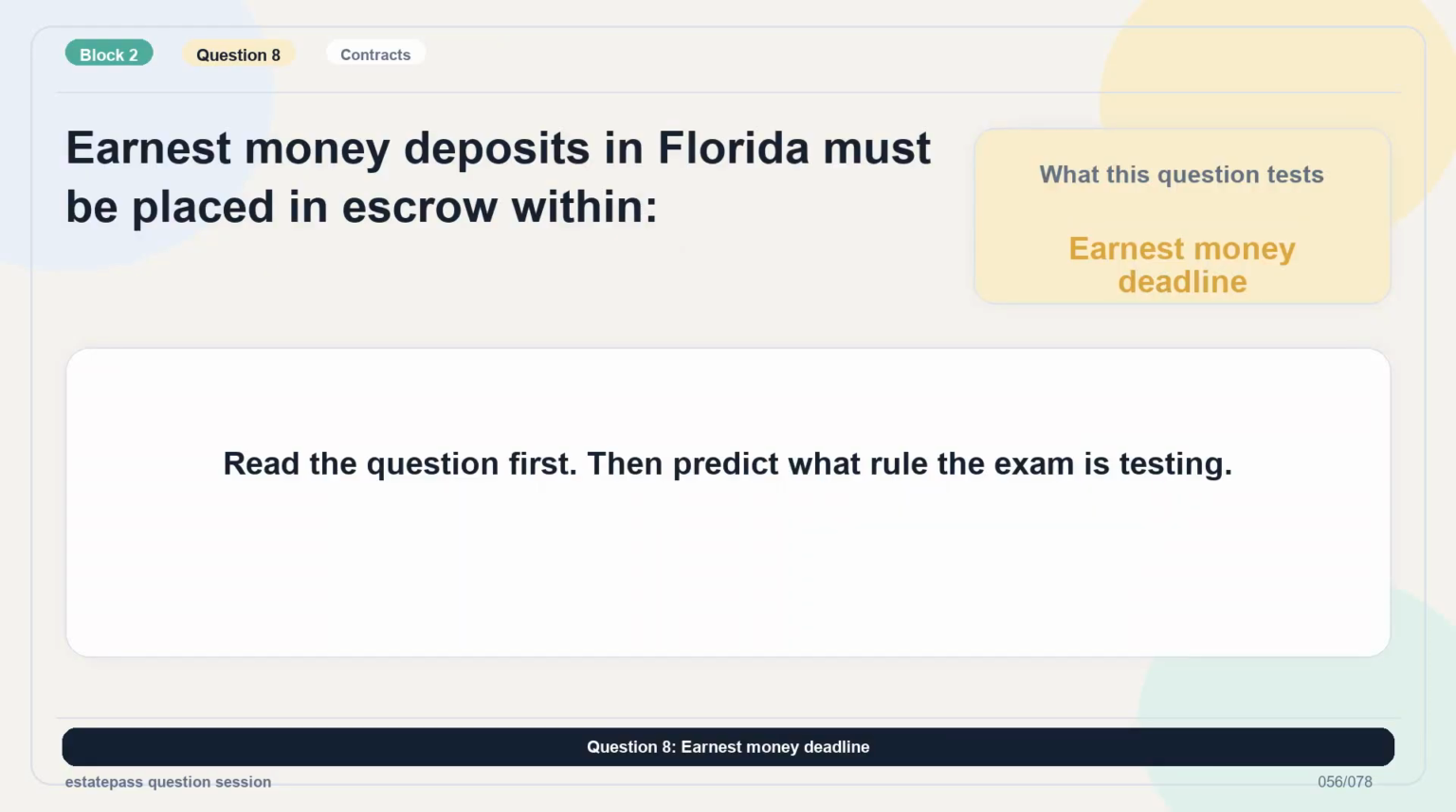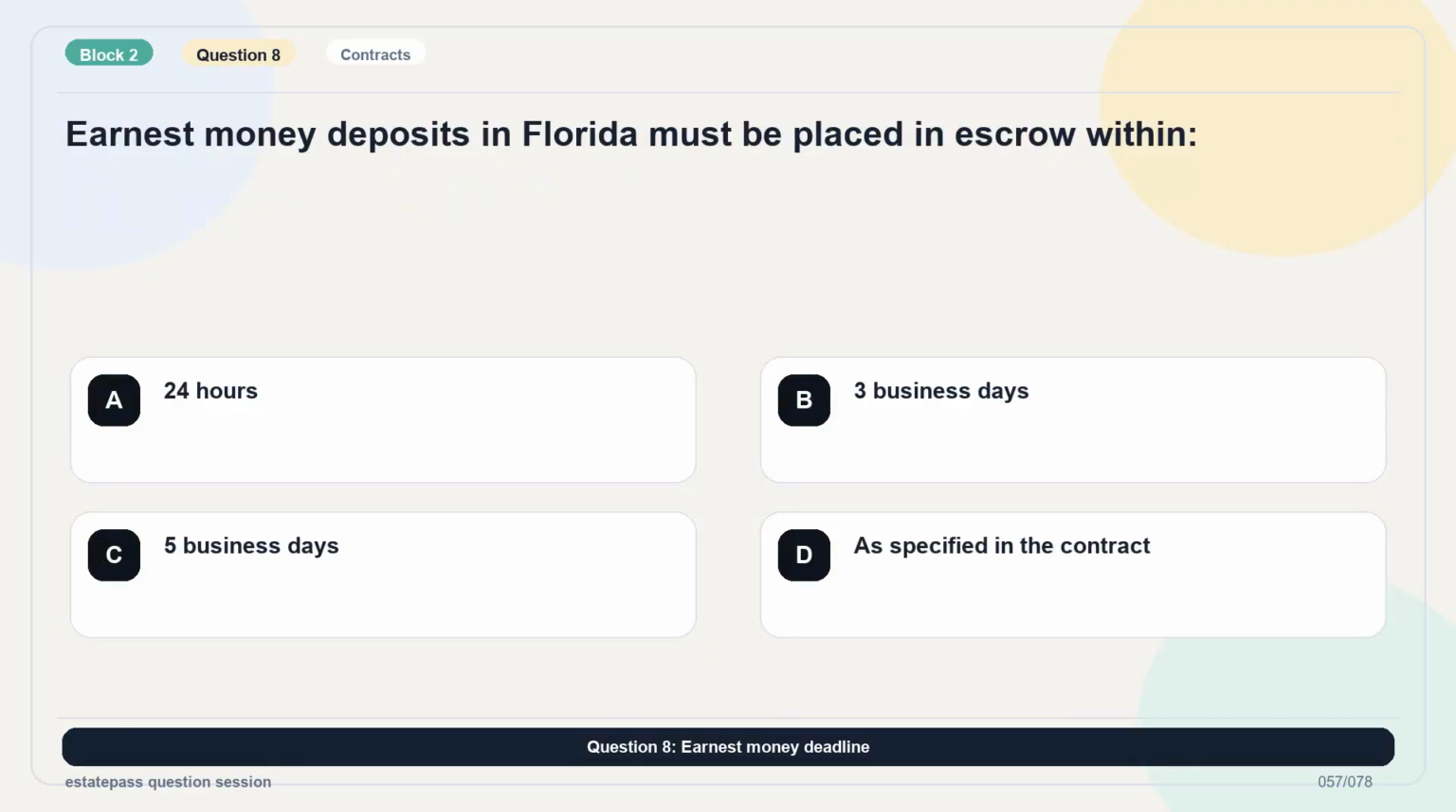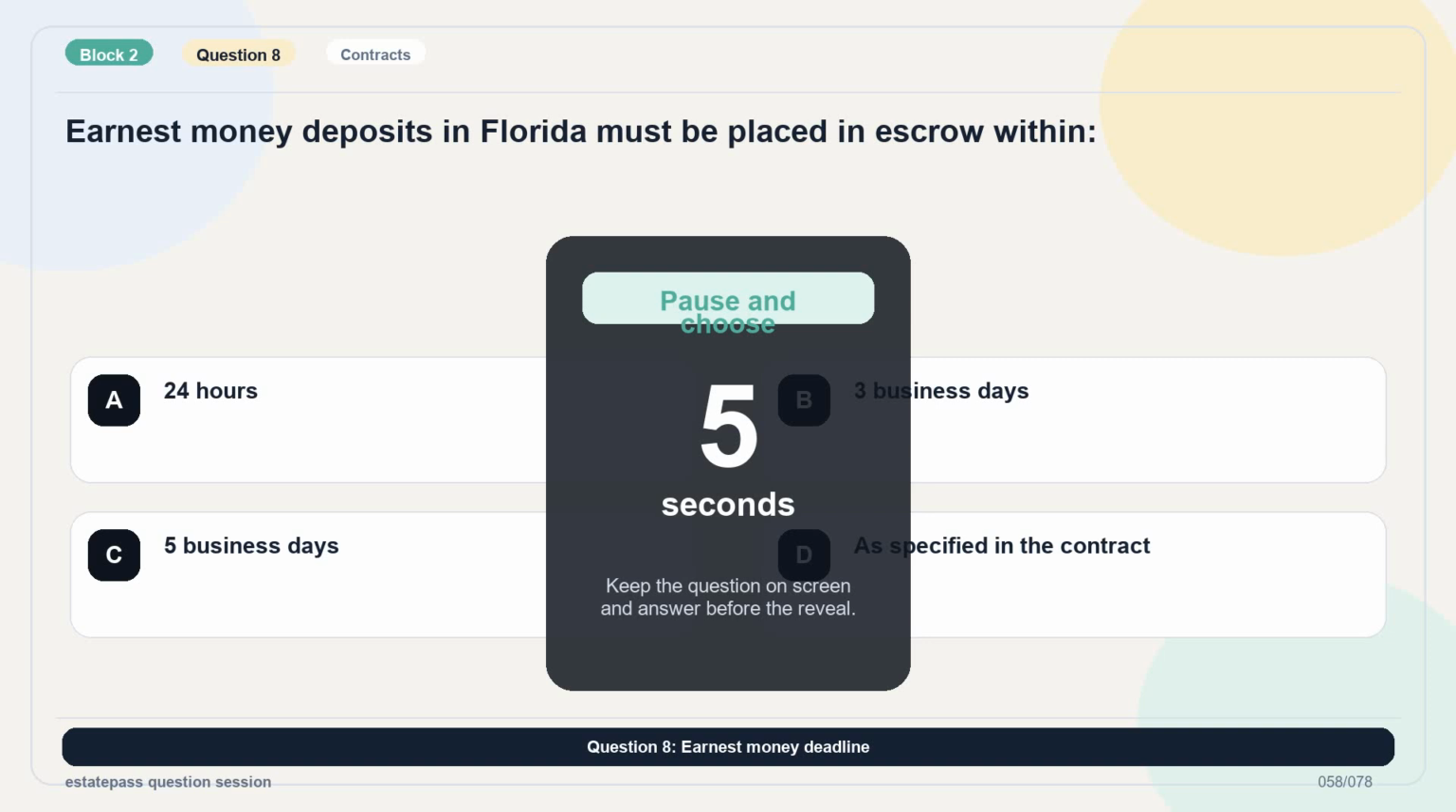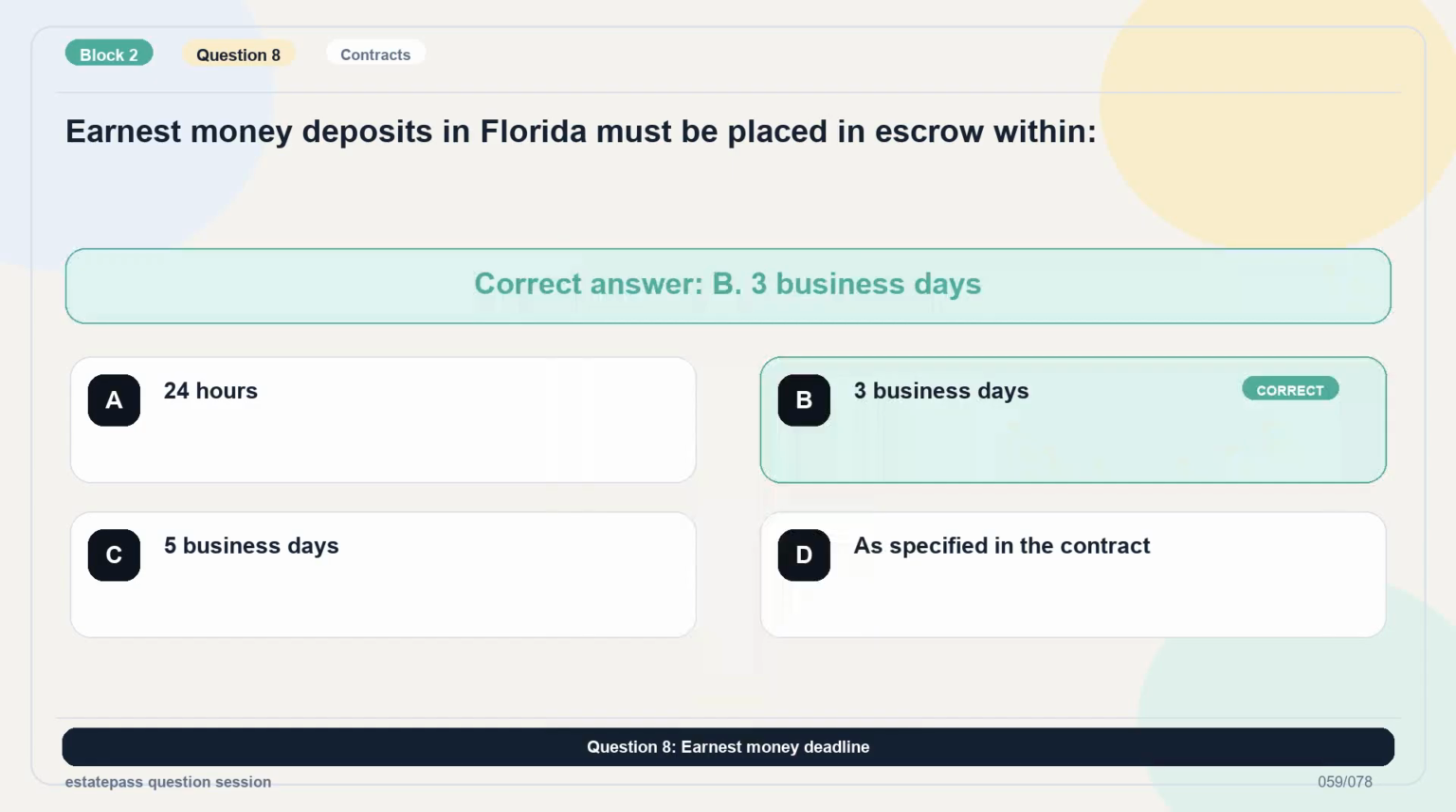Question 8. Earnest money deposits in Florida must be placed in escrow within: A. 24 hours, B. 3 business days, C. 5 business days. Pause here and choose your answer. The correct answer is B. 3 business days.